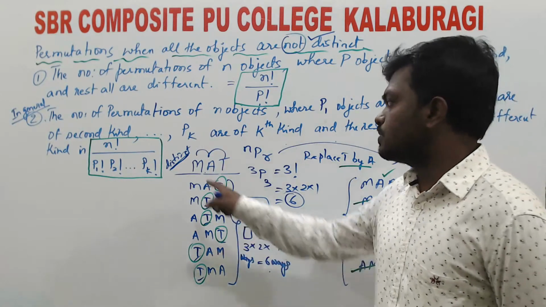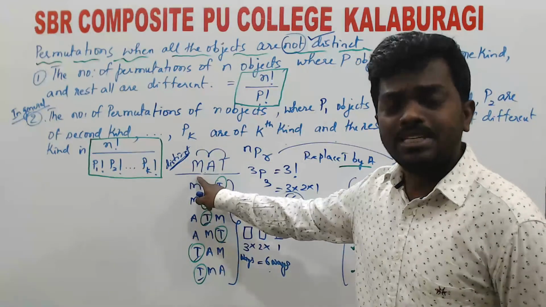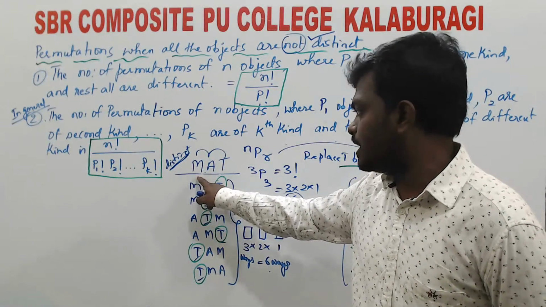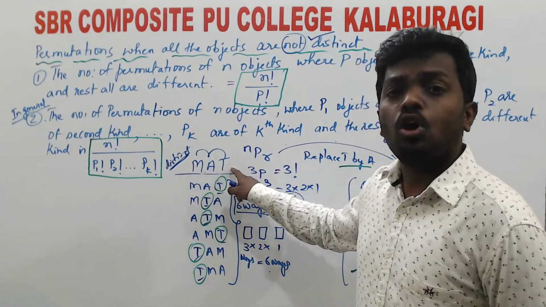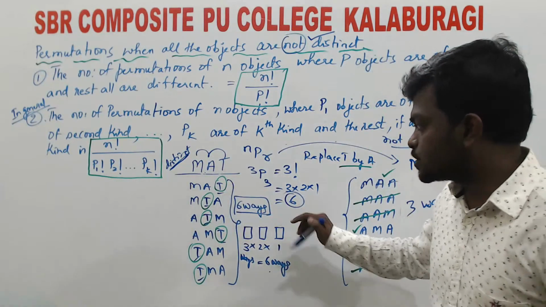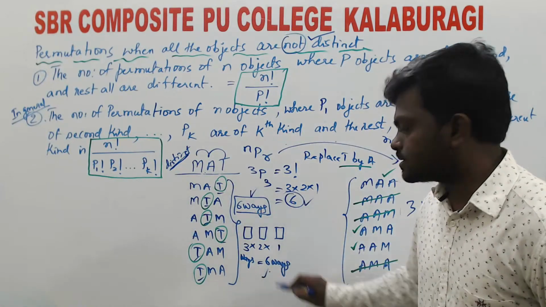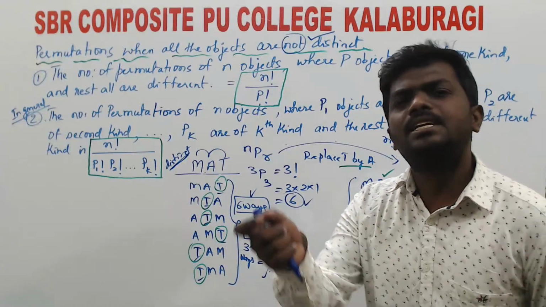Now if you observe, when all the objects were distinct, all the letters were different, MAT, what was the answer? 6 ways. But we just replaced T by A.